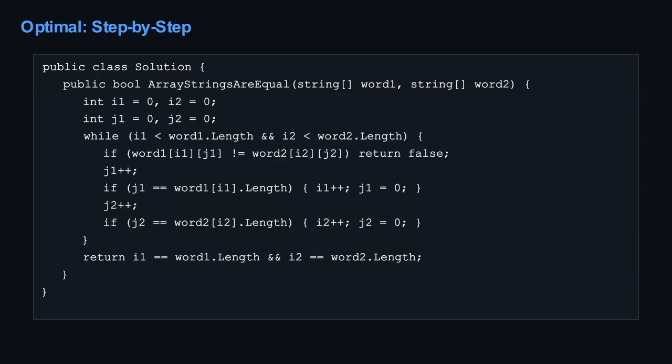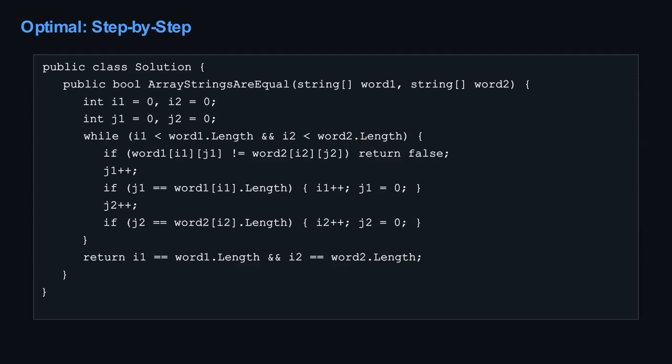Initialize word pointers I1, I2 to 0, and character pointers J1, J2 to 0. First, we compare word1 at I1, J1, with word2 at I2, J2. They match. Advance J1 and J2. Now, word1 at I1, J1, which is B, compares with word2 at I2, J2, which is B. Match. Advance J1, J2. J1 is now at the end of the word, so we increment I1 and reset J1 to 0. J2 is also at the end of its word, so we increment I2 and reset J2 to 0.